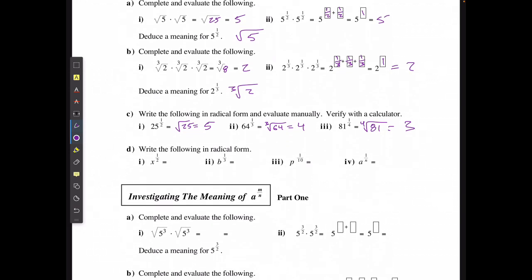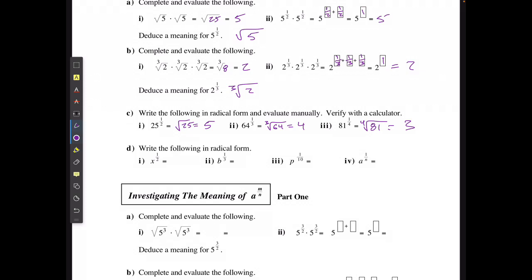If I'm using variables, all I can do is just write the radical form. x to the 1/2 is the same as the square root of x. b to the 1/3 is the same as the cube root of b. p to the 1/10 is the same as the 10th root of p, and a to the 1 over n is the same as the nth root of a.